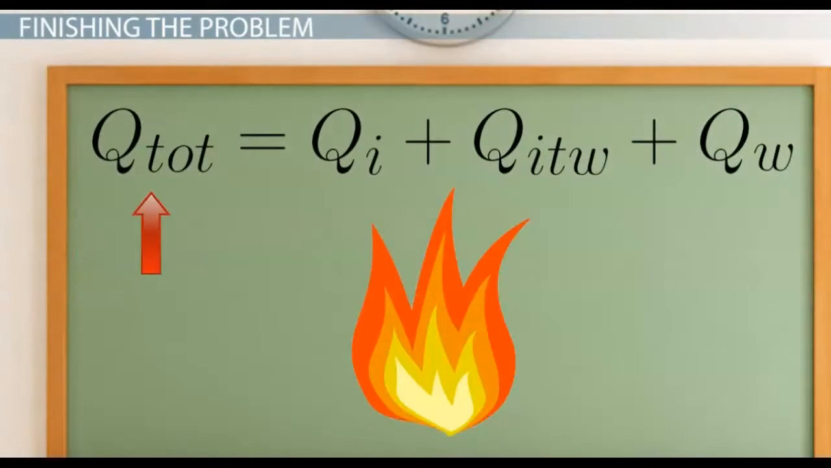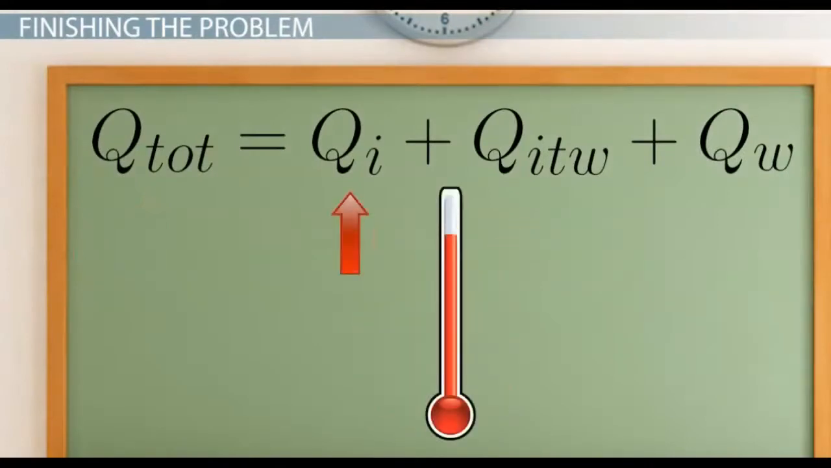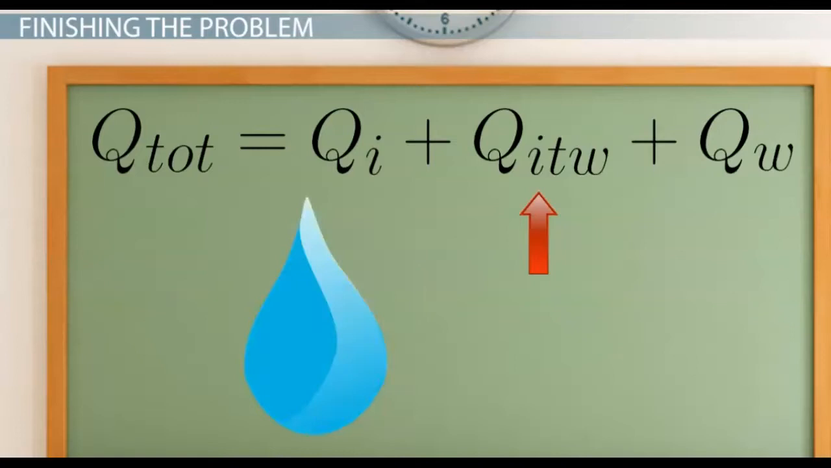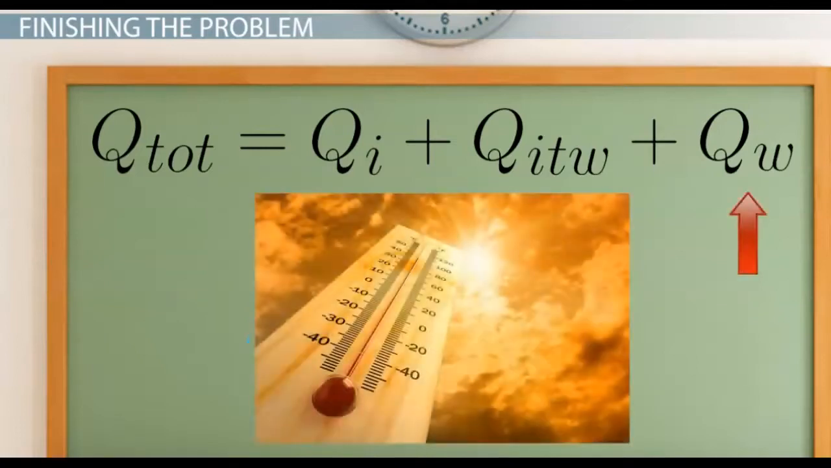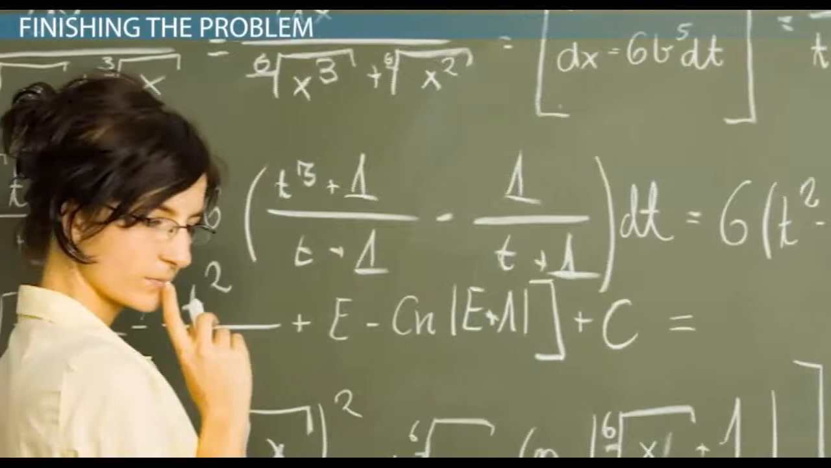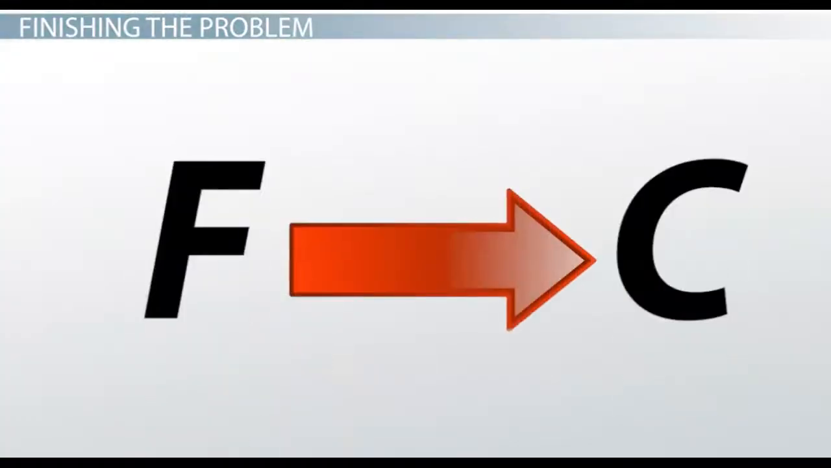In our example, the total heat added, Q total, would be how much heat it takes to raise the ice's temperature to the point where it melts, Q_I, plus how much heat it takes to change the ice to water, Q_ITW, plus how much heat it takes to raise the water's temperature, Q_W, to 80 degrees Fahrenheit. Before we plug in all the information for our problem, we need to do one more thing. We need to convert our temperature from Fahrenheit to Celsius.